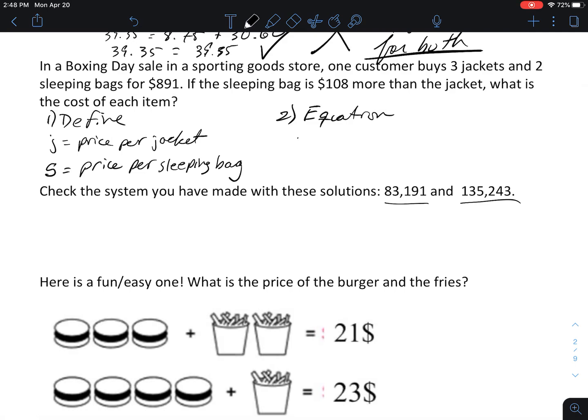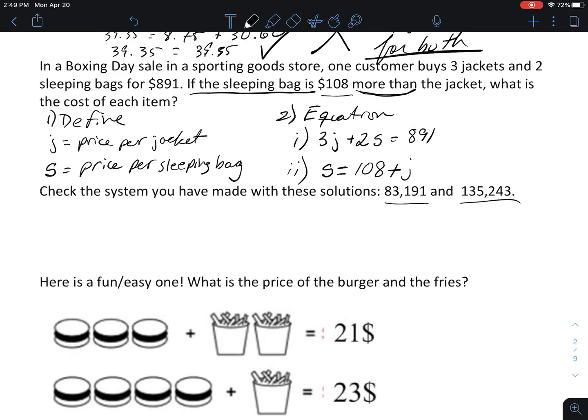So now my equations, and I have to write 2, and both of them have to have J and S. So the first one is kind of easy, right? I have 3 jackets plus 2 sleeping bags is $891. So I hope you got that one. And the second one's a little bit trickier. So the sleeping bag is, now if I just translate this to an equation, the sleeping bag is, looks like that.